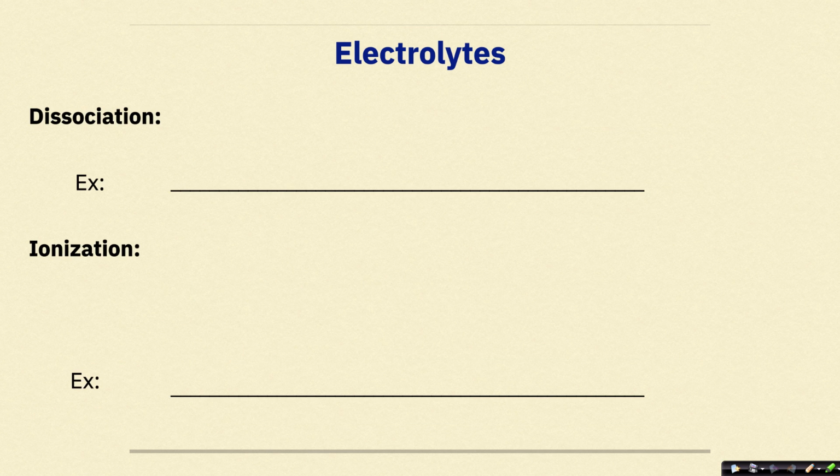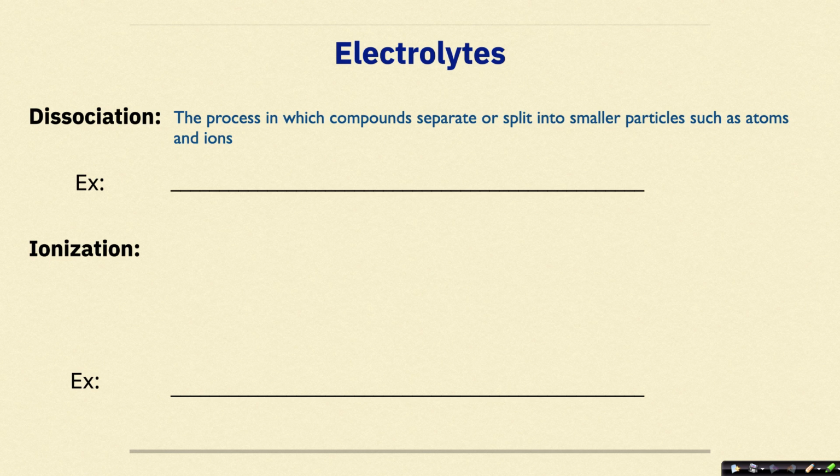Let's talk about the definition of dissociation. Dissociation is the process in which compounds separate or split into smaller particles such as atoms and ions. An example of dissociation is potassium permanganate dissolving in water. So we could have the formula KMnO4 as a solid, dissolving it in water.